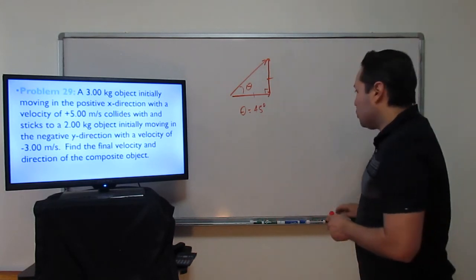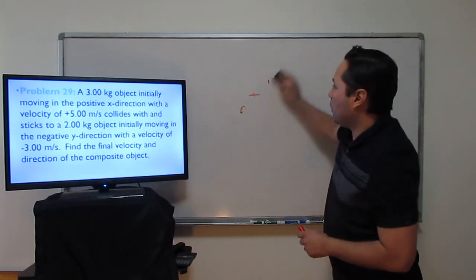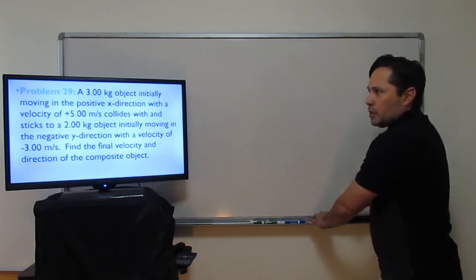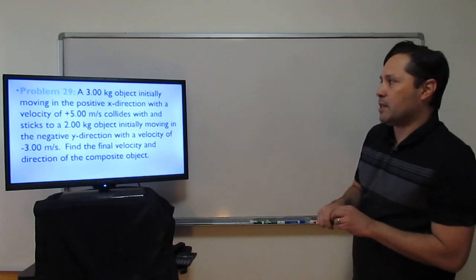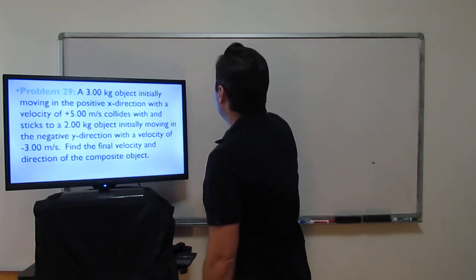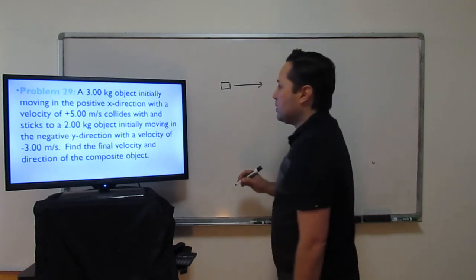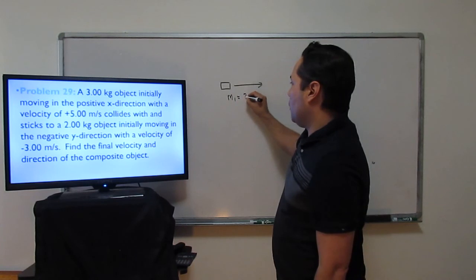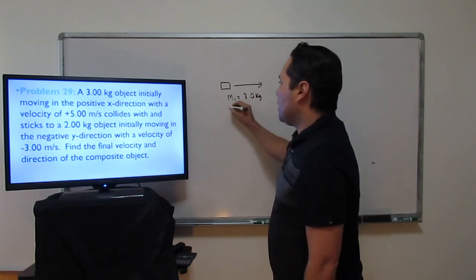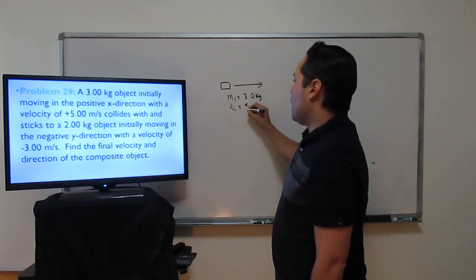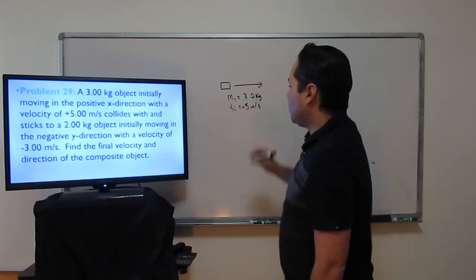In problem 29, they ask the following question. You have an object. This object is initially moving in the positive x direction with a velocity of 5 meters per second. So here's our object, and it's moving that direction. It has, again, a mass, we're going to call it object 1, of 3 kilograms, and a velocity initially of 5 meters per second positive.